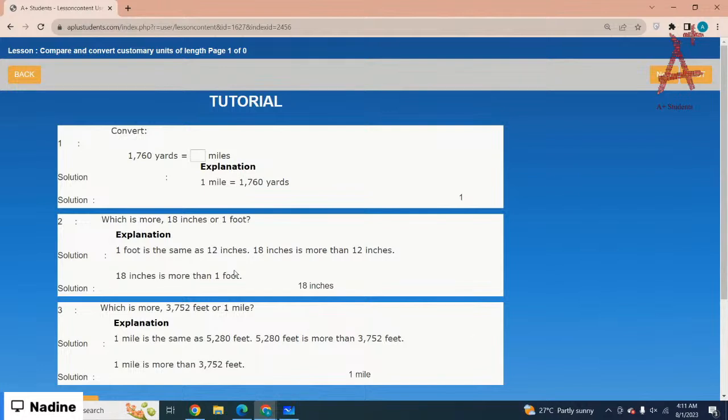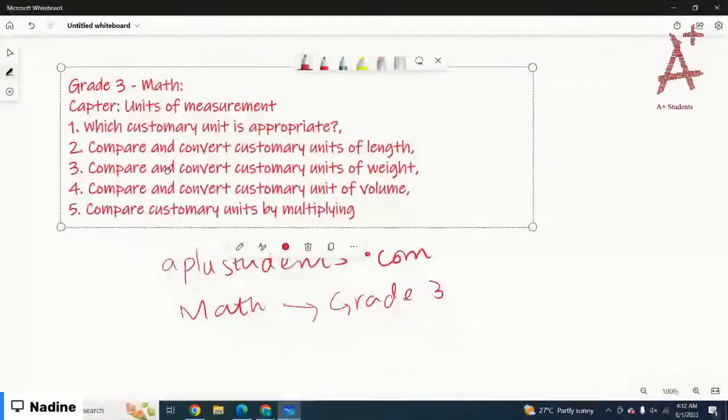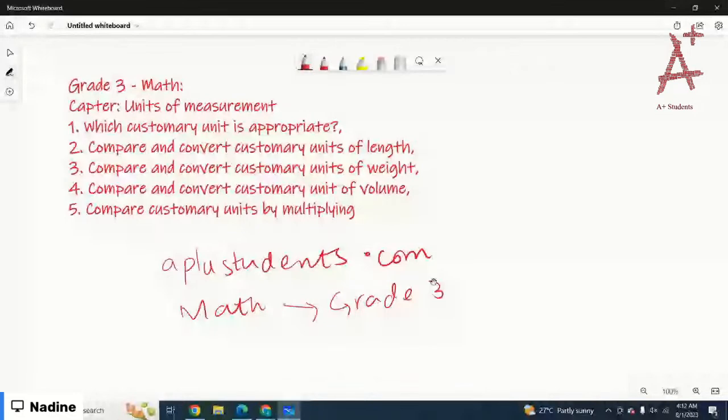Okay, the next one is, which is the correct option? Which is more, 3,572 feet or 1 mile? So 1 mile equals 5,280 feet. Okay, let me just write them down on board. You can just note down these important conversions. They are very important.